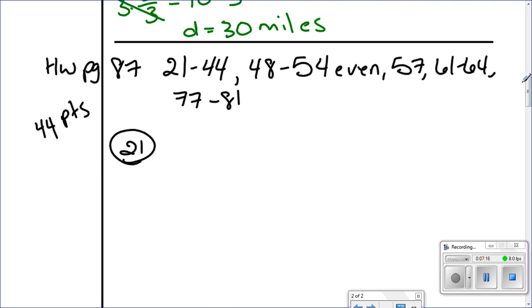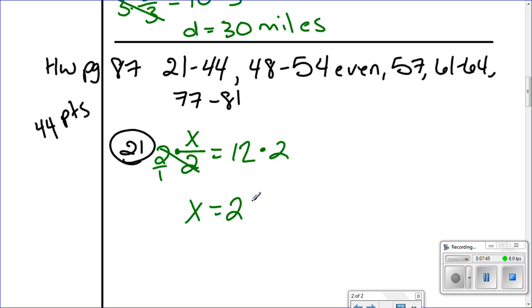Our homework is on page 87, 21 through 44, 48 through 54 even, 57, 61 through 64, 77 through 81. So starting with 21, we have x over 2 is equal to 12. What is with the x? It is a 2. What are they doing? They're dividing. What's the opposite of dividing? It is to multiply. So 2's cross out to become 1. Cross reduce, I should say. So now we're left with x equals 12 times 2 is 24.